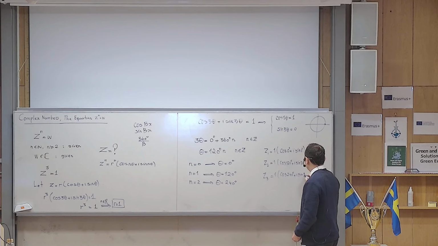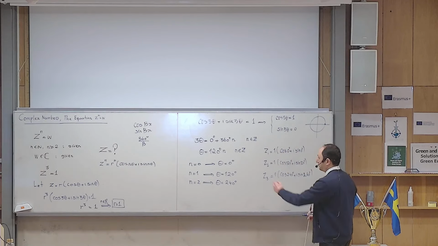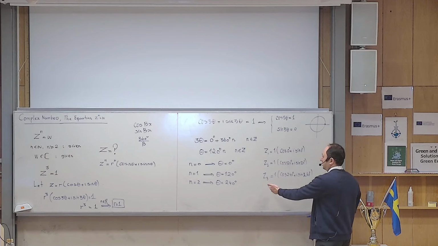So let me explain once more. You see, if I go one more, it becomes 360 degrees. But when I put 360 degrees, it will not generate a new z. It will generate the same z.